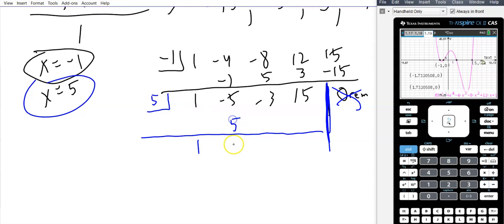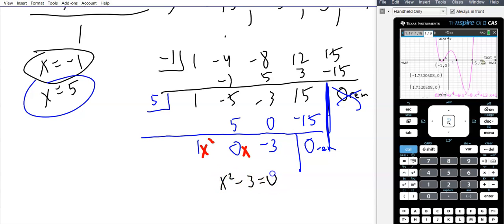So this would be 5. Well, like this, 0, 0, -3, -15. Oh, that works out nicely, it is 0. That's the remainder. This is the constant, this is the x term, this is the x squared. So the quadratic that's left over, which is really where we're headed for this, x squared minus 3 equals 0.